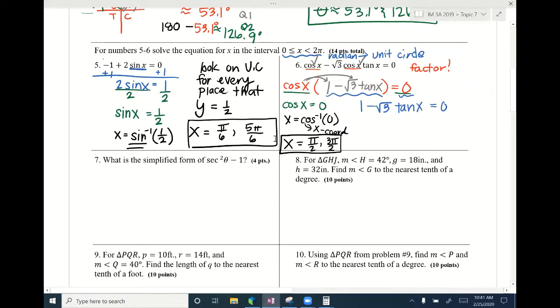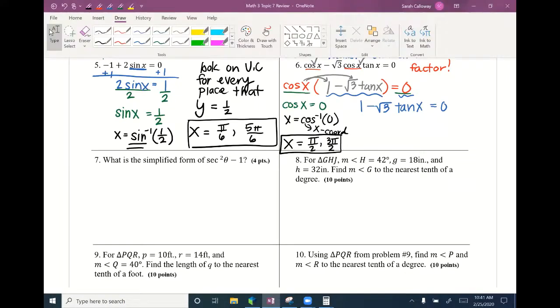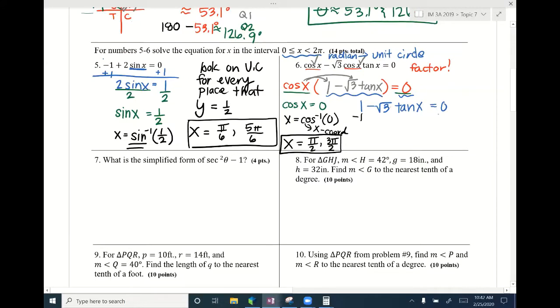We also have to solve 1 minus the square root of 3 times tangent of x. So we want to move the 1 over so that tangent can be isolated. So negative radical 3 times tangent of x is equal to negative 1.